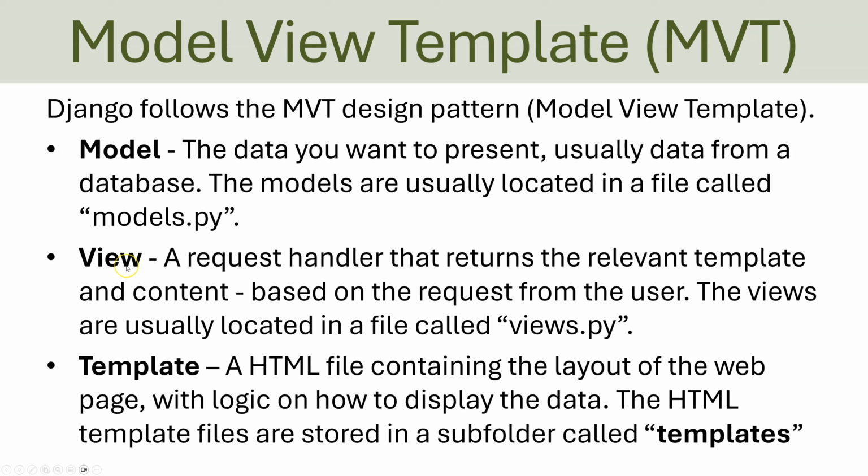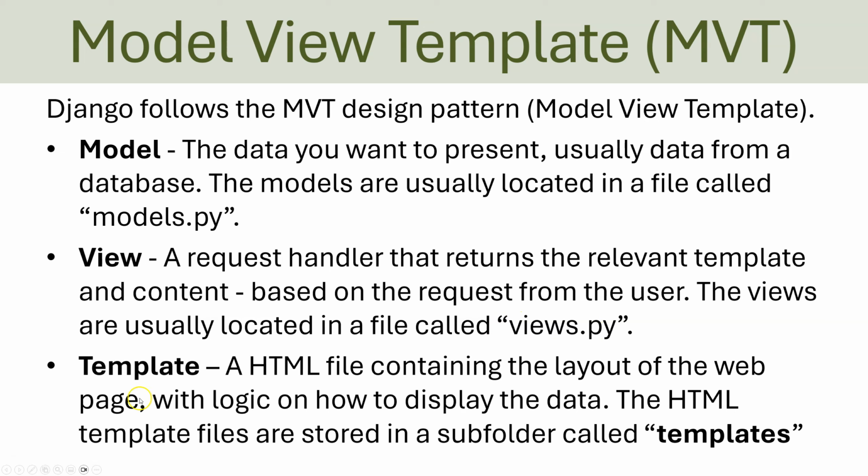Next, view or views. A view is basically a request handler that returns relevant template and content based on the request from the user. So the user sits in his web browser on the client and requests a particular URL, and all these views that are part of your Django application are created in a file called views.py.